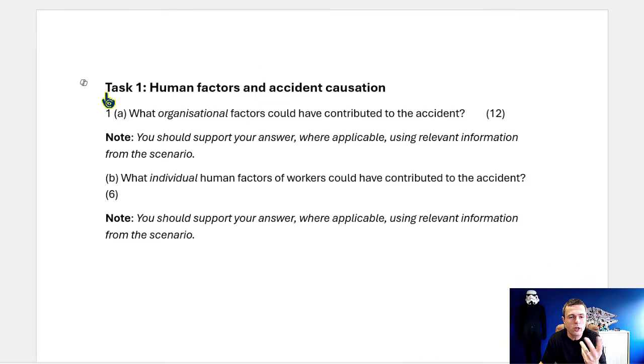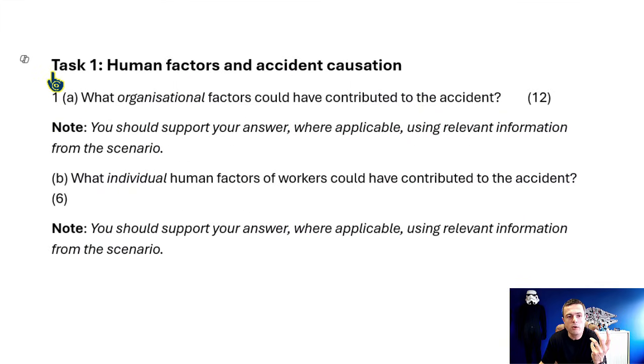Let's take a look at this question here. We see similar questions come up repeatedly, but here we have: what organizational factors could have contributed to the accident? And then below that we've got B, what individual human factors of workers could have contributed to the accident? So two questions, one's on organizational, one's on individual. And if you know human factors, you'll know that number 3 is job factors.